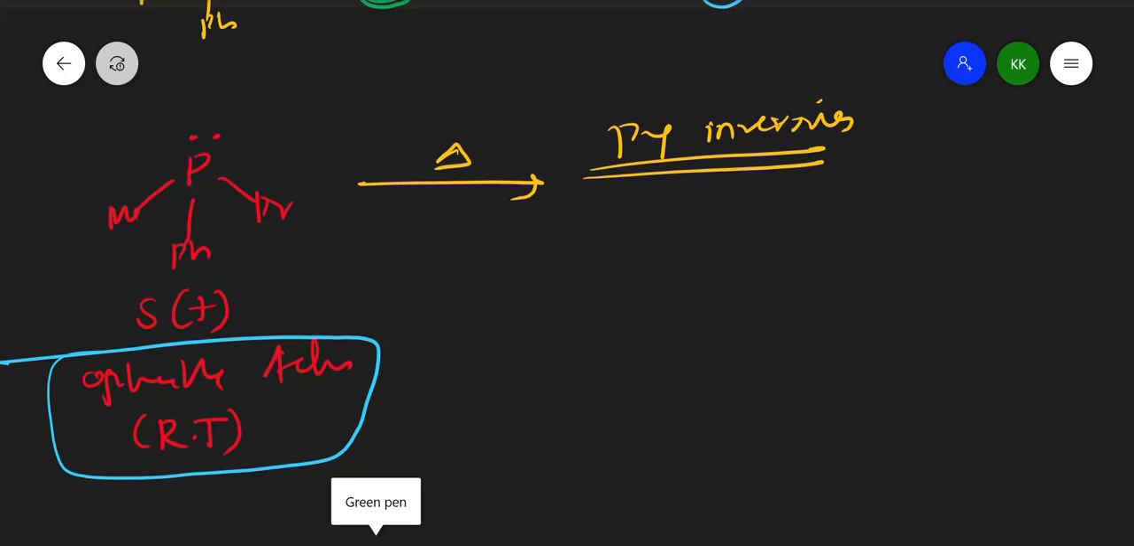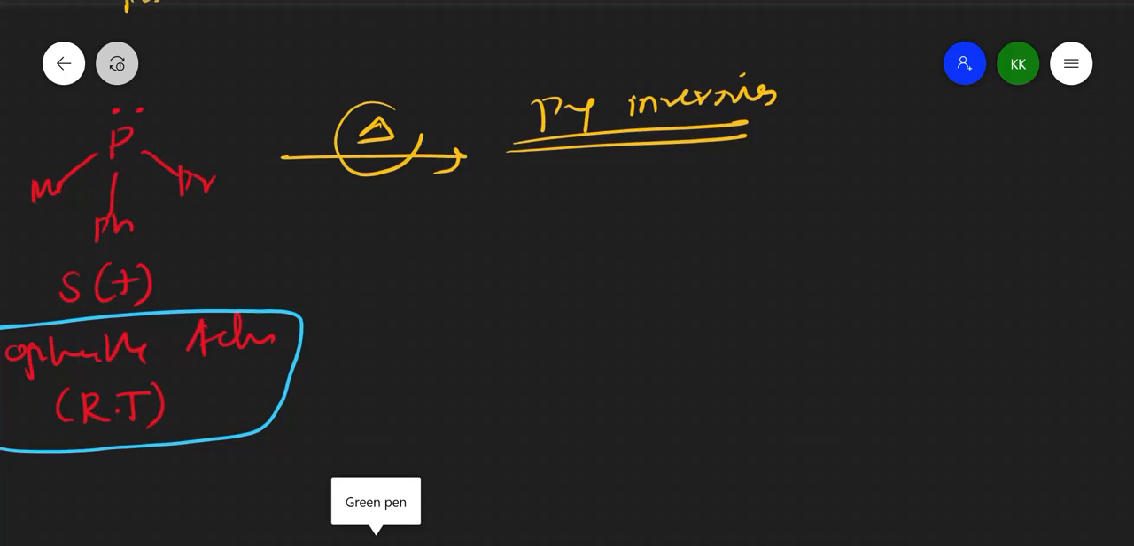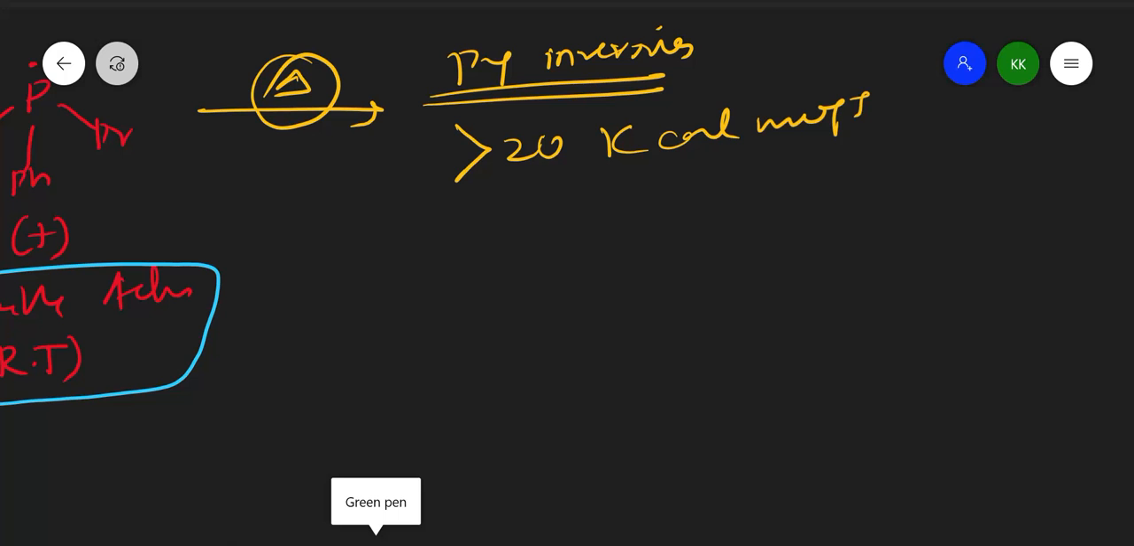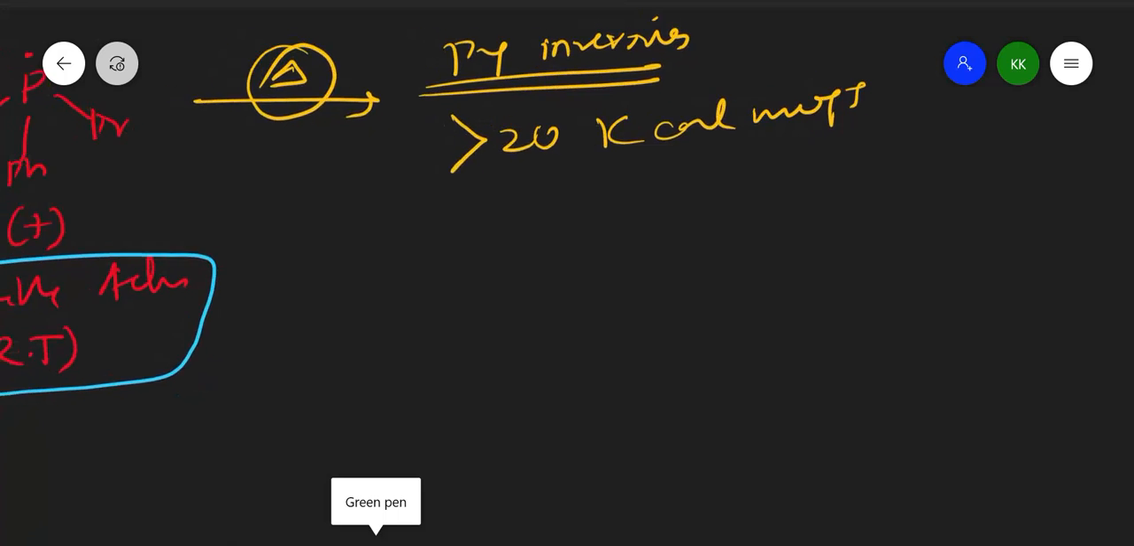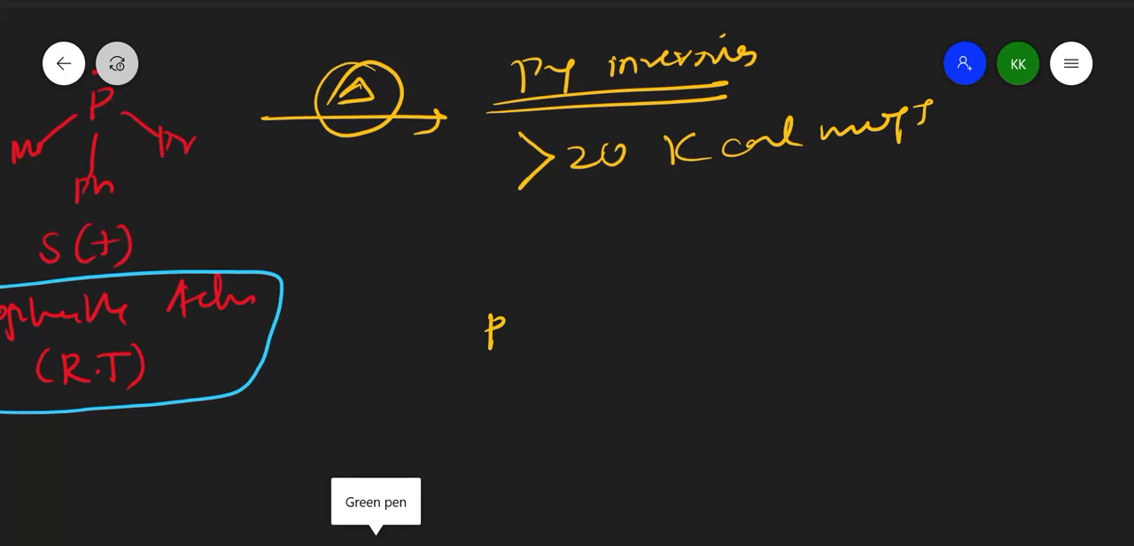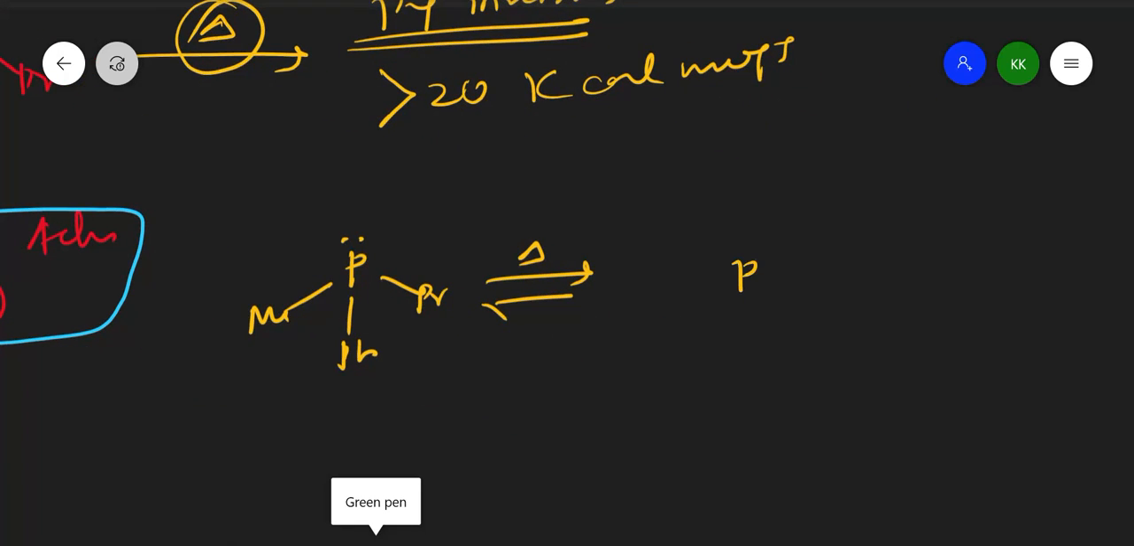So it started exhibiting pyramidal inversion as I started heating, because now I increase the energy more than 20 kilocalorie per mole, right? So I crossed the room temperature and I started heating it. So pyramidal inversion. So what happened? Initially it was only like this at room temperature, right? But when I started heating, it started pyramidal inversion, and it formed a transition state like this, in which all are in same plane.